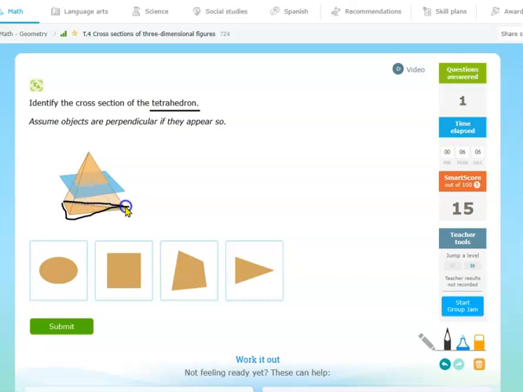The base is a triangle. So if we were to slice through this figure anywhere along here, we're going to get faces that look like triangles. Everything is going to look like the base if we slice it horizontally like this. So the last answer is the only one that can be correct.